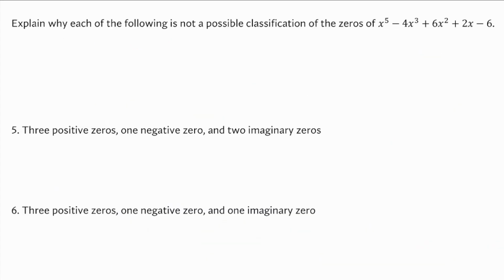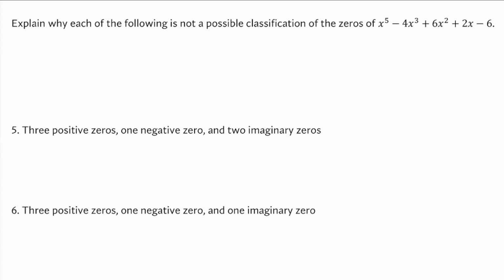All right, now the next few are going to ask you to explain why each of the following classifications isn't possible for the zeros of this polynomial. I left this space right here for you to do the Descartes' rule of signs analysis and list out the possibilities. After we've listed out the possibilities, it'll be easier for us to look at the problems and ask, okay, what's wrong here?